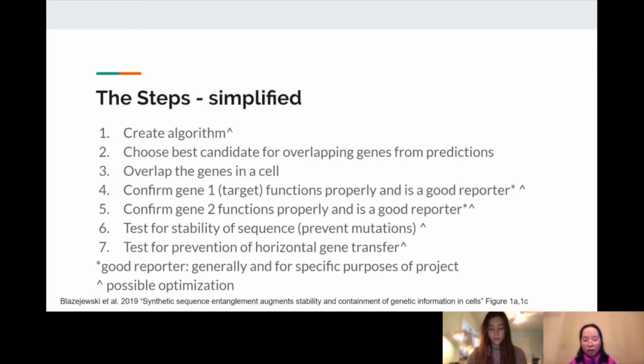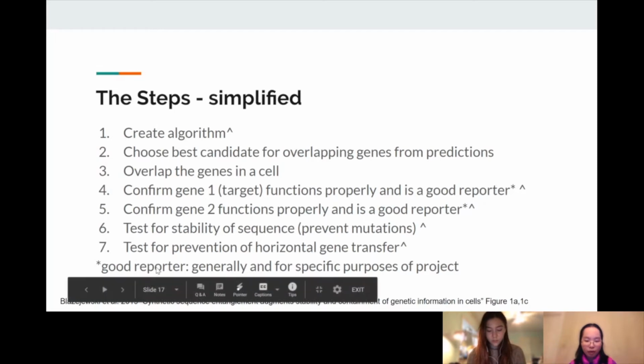And then you actually create that in a cell. You take that prediction, you actually put that synthetic DNA into a cell. And in this case, it was a bacterial cell. So now after you put these genes into a cell, then you have to confirm, first, your target gene actually functions properly. Make sure that it's working properly and it is a good reporter.